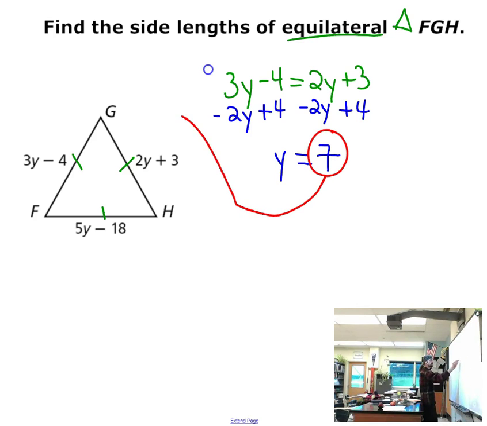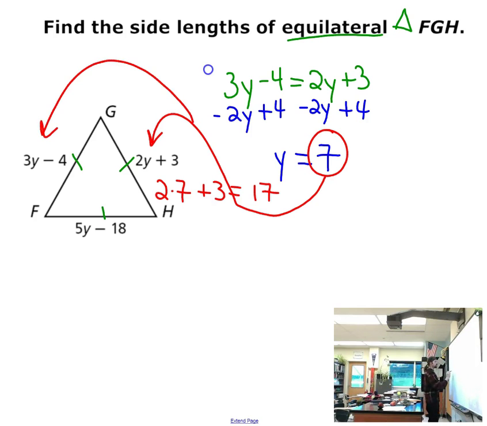And now I can substitute this value into any one of these that I want, because you know what? I know they're all the same. So 2 times 7 is 14 plus 3 is 17. Now, I can double check it. Let's just plug it in here as well. 3 times 7 is 21, minus 4 is 17. So that is also true.